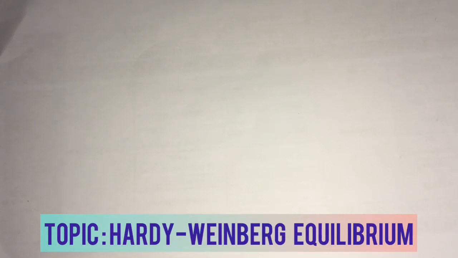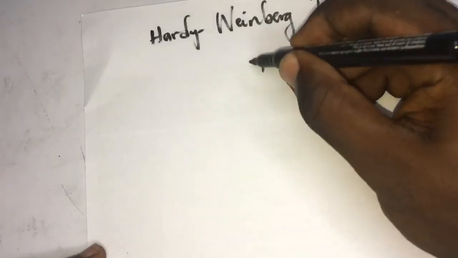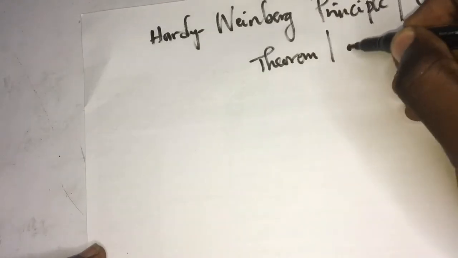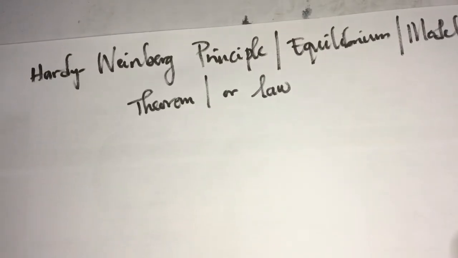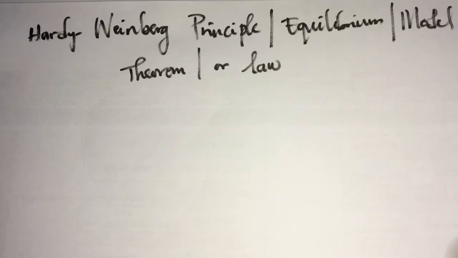So let's talk about the Hardy-Weinberg Equilibrium. The Hardy-Weinberg Equilibrium is also referred to as the Hardy-Weinberg principle. Hardy and Weinberg are two people. You can call it a principle or an equilibrium. It can be referred to as a model, a theorem, or a law. If these words are used interchangeably, you should not get confused about what is actually being required of you.